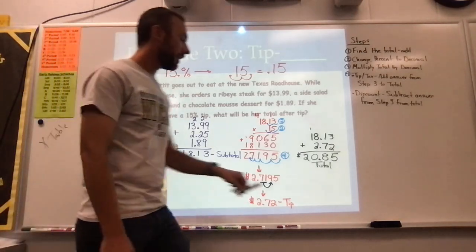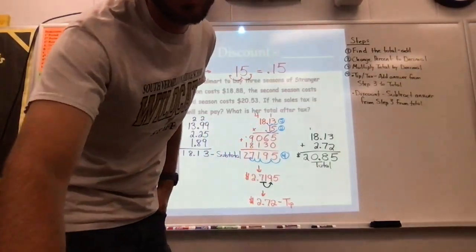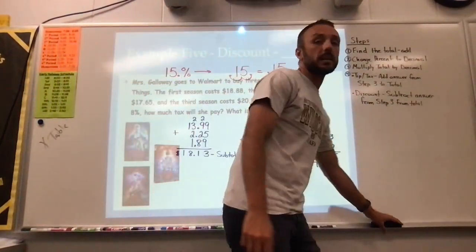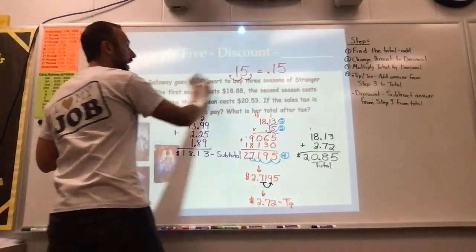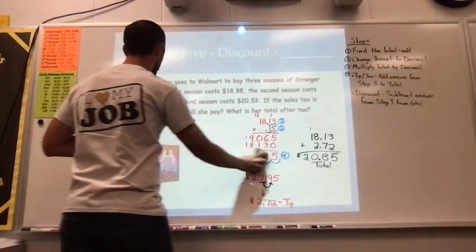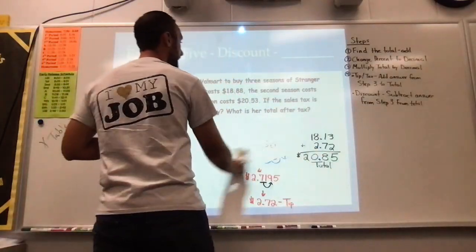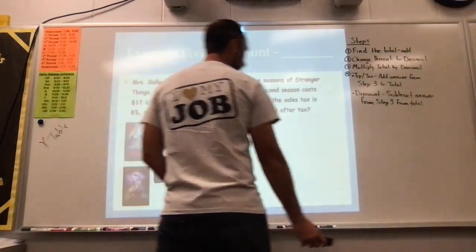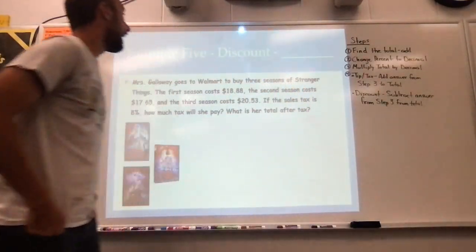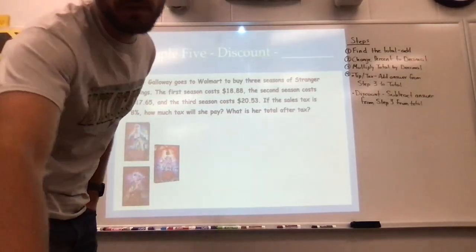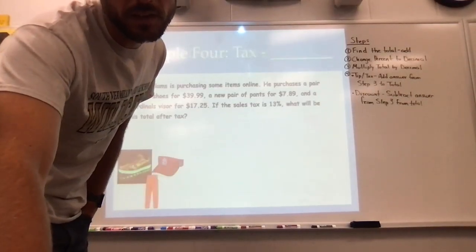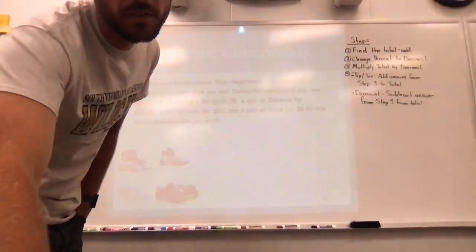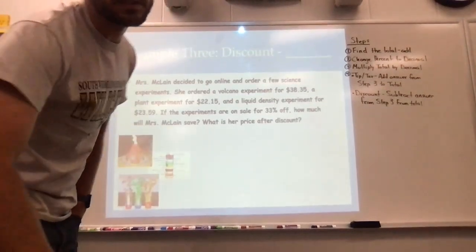All right, let's try another one. Let's go right here. Mrs. Galloway went to Walmart to buy the 3 seasons of Stranger Things. The first season cost $18.88. The second season cost $17.65. And the third season cost $20.53. If the sales tax, I put discount, that's wrong. I want to do a discount one. We'll do Mrs. McLean one, so we'll come back to this.